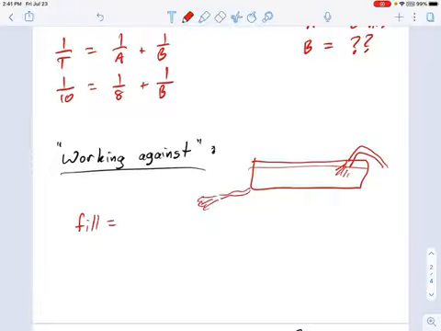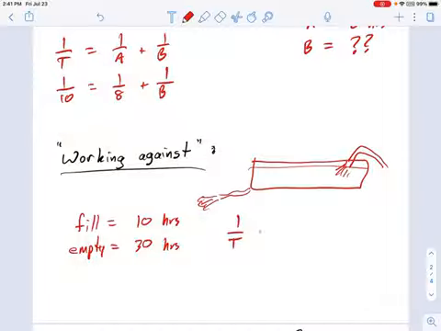So we have to know the fill time. Let's say fill equals 10 hours. Let's keep these numbers simple. And say the leak is fairly small, it would take 30 hours to empty the pool. How long is it going to take to fill this pool up with a leak in it? So what you do is you take your 1 over t equals 1 over a plus 1 over b. That's our combined rates equation. And now we plug in our numbers.